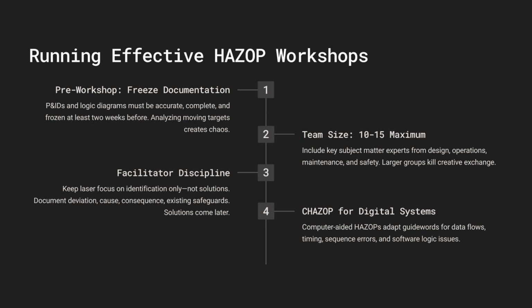Oh, if that happens, we could just add a sensor here. The facilitator has to constantly pull them back. Identify the deviation, the cause, the consequence, any existing safeguards. Document it. Move to the next guide word. Solutions come later, outside the HAZOP meeting. Got it. Stick to identification.